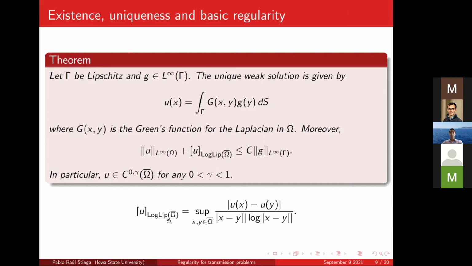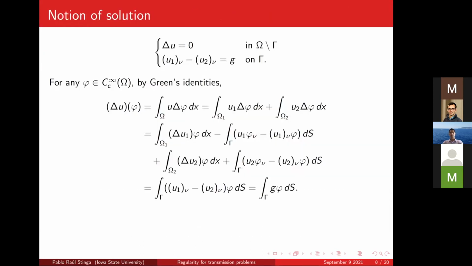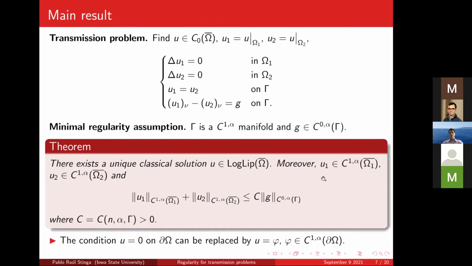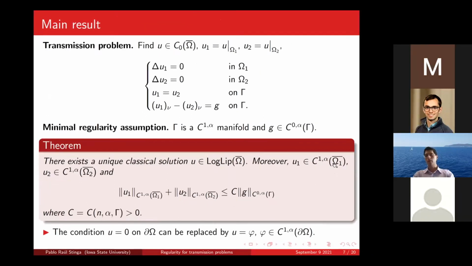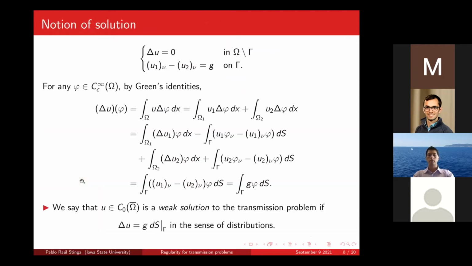Now I would like to prove that the solution is C1 alpha. This result here, that U is C1 alpha from each of the sides. Okay? So how to do that?